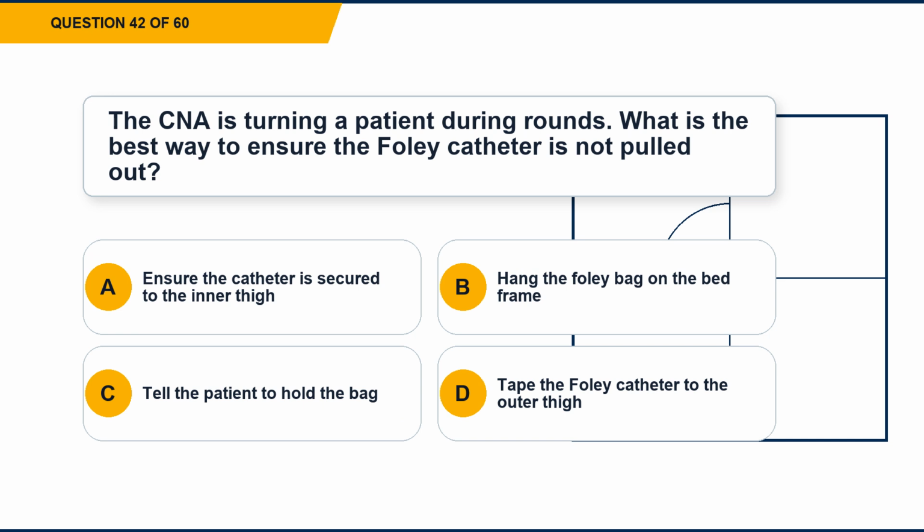What is the best way to ensure the Foley catheter is not pulled out? Option A. Ensure the catheter is secured to the inner thigh. Option B. Hang the Foley bag on the bed frame. Option C. Tell the patient to hold the bag. Option D. Tape the Foley catheter to the outer thigh.